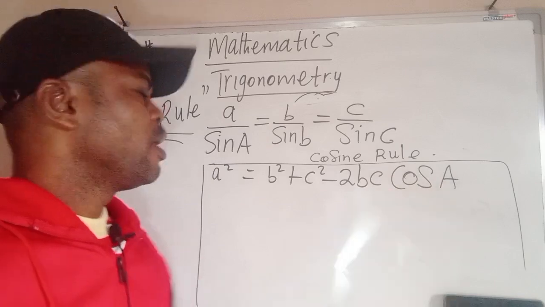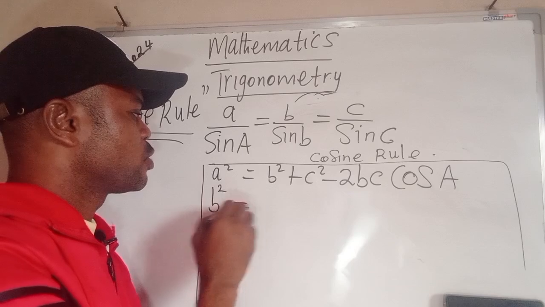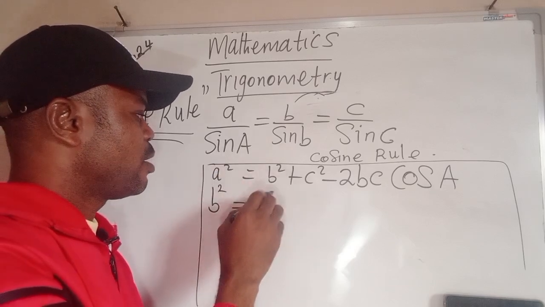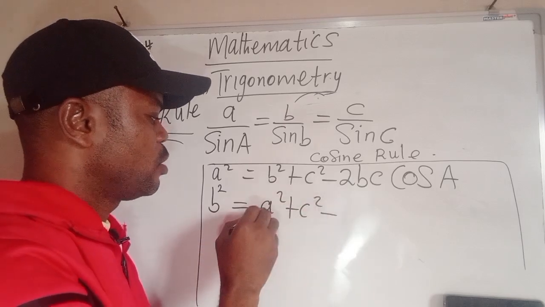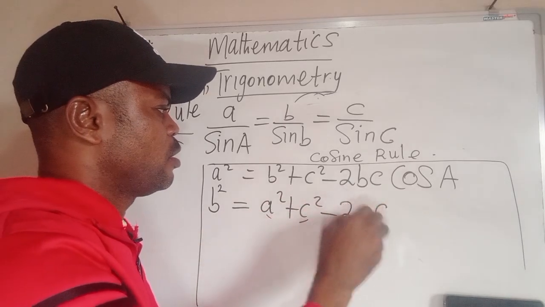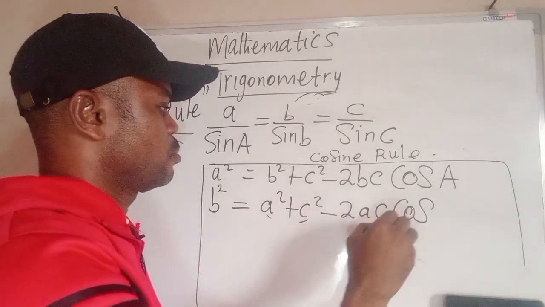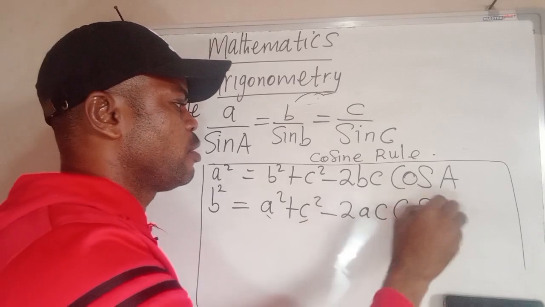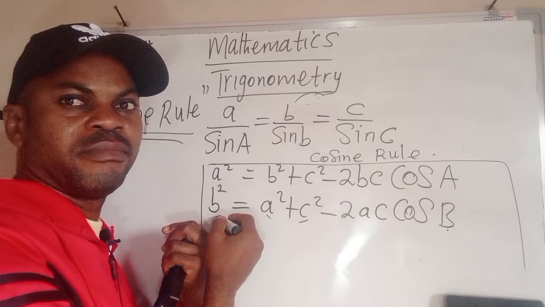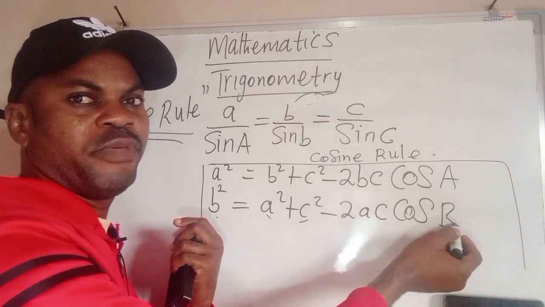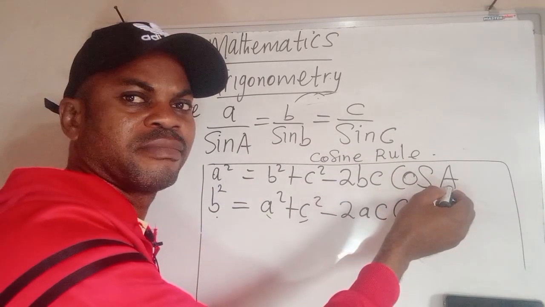Then the second formula that comes to mind is B square equals to the remaining two alphabets, A square plus C square minus 2AC cos B. The B you started with, observe it. Side B and angle B. Side A and angle A.